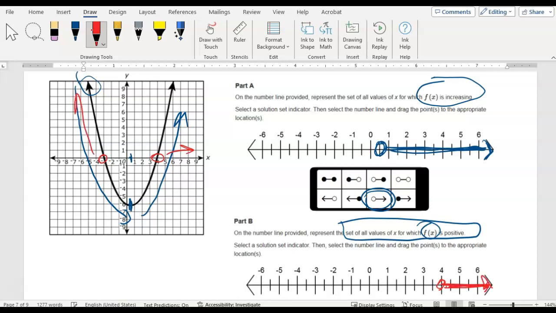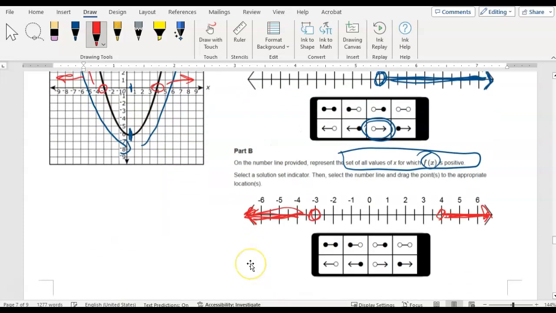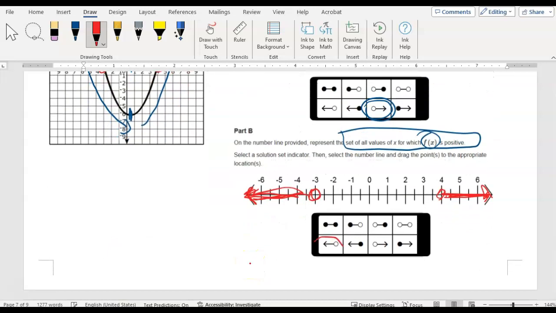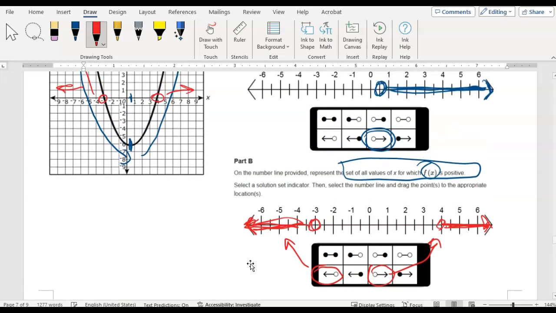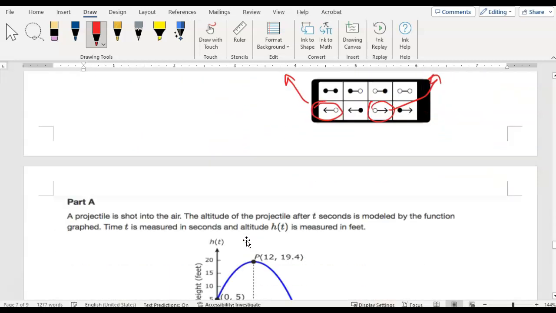And then the other side is going negative, right? It's going this way, and that's after negative 3. So I'll have an open circle on negative 3 and then our arrow pointing this way. And so again, using your arrows here, you would select this one and this one. And these are open circles because on that point, it's not positive. On that point, it is equal to 0. So 0 is neither positive nor negative.